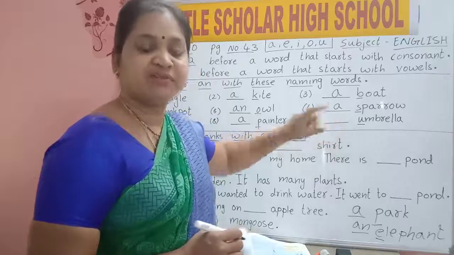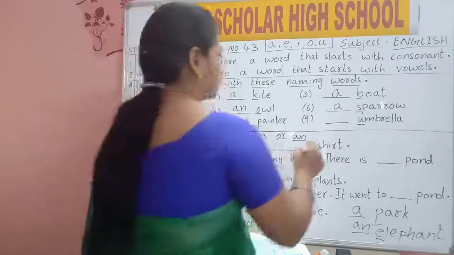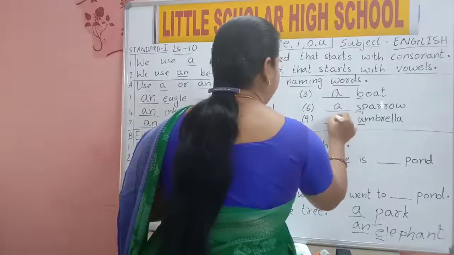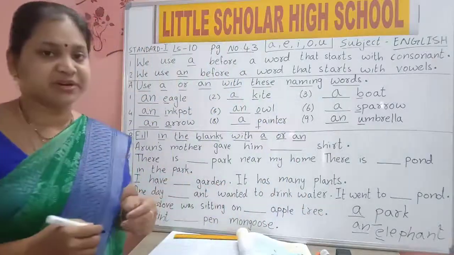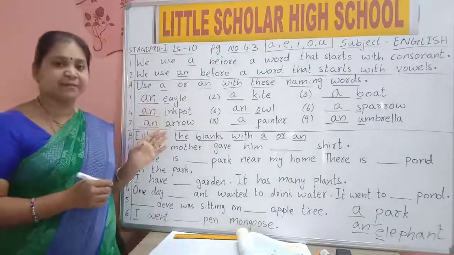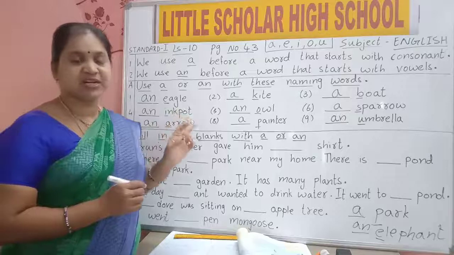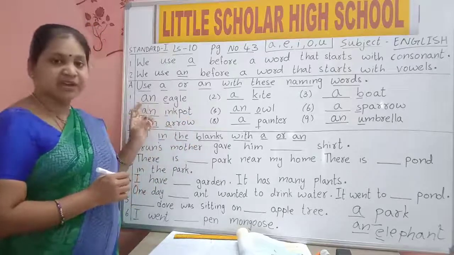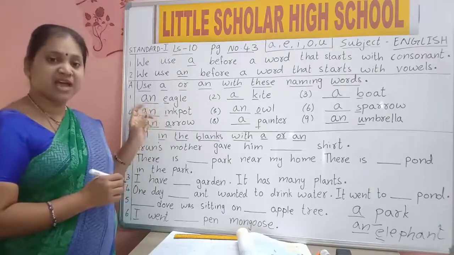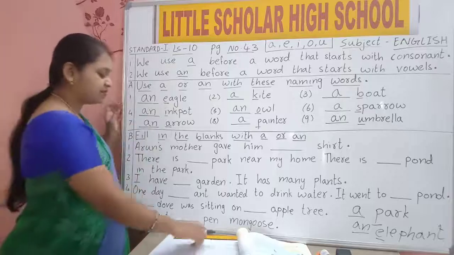So, in front of vowels, what should you write? Yes, AN. I hope children, you understood now when to use A and AN. In front of a consonant letter, you will use A. In front of a vowel letter, you will use AN. We will read this and go to the next one.